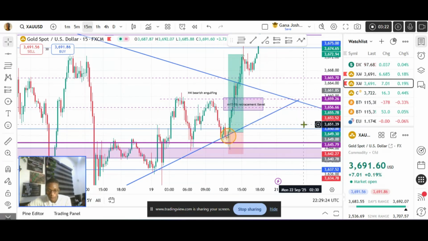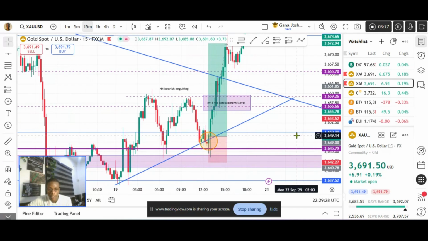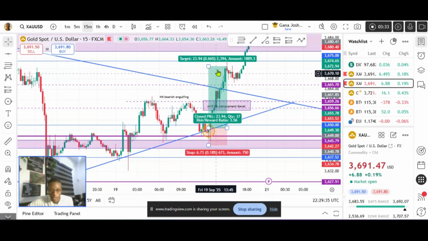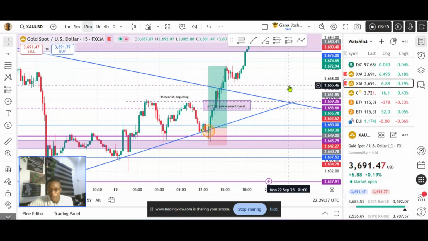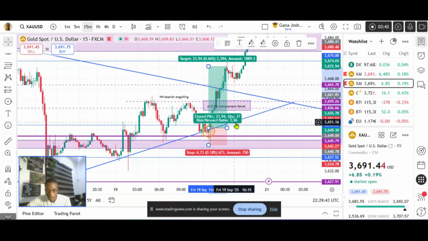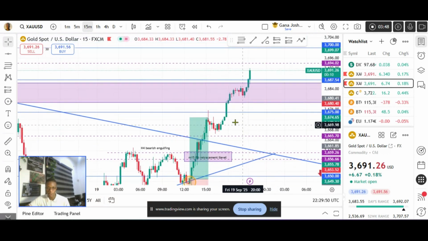And on 15 minutes, we're still having the same thing again, the same trigger. And that was what gave us our rationale for this one. We just bought at 3,650 and aimed for somewhere just below 3,675, which gave us around 1 to almost 4 risk reward ratio. And we are good. Price is still continuing to the upside.